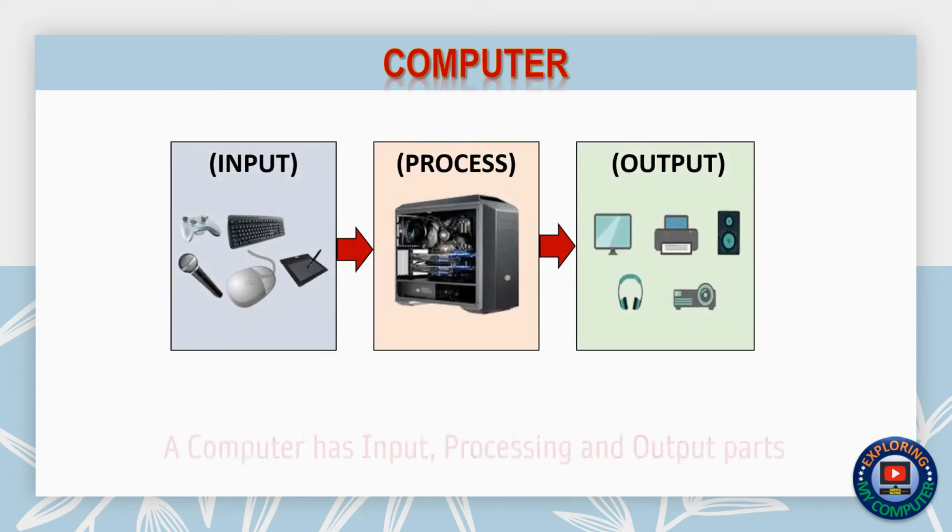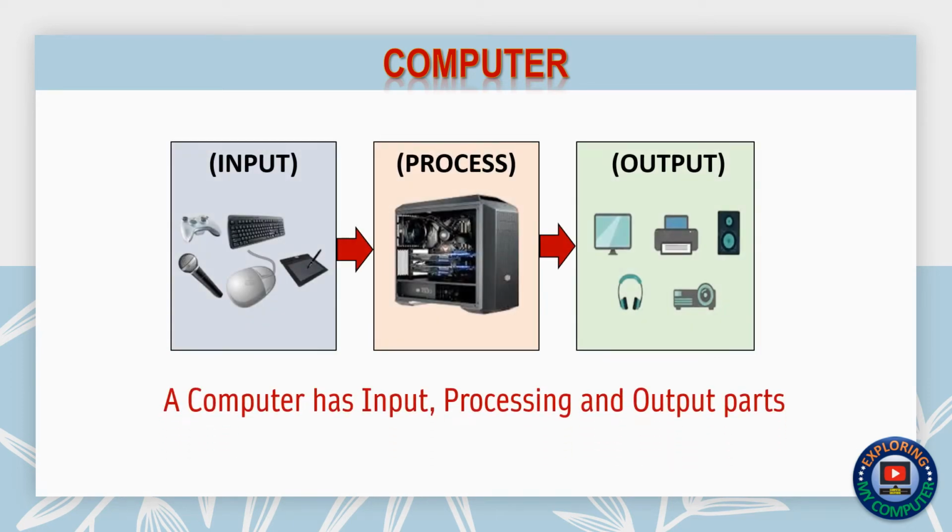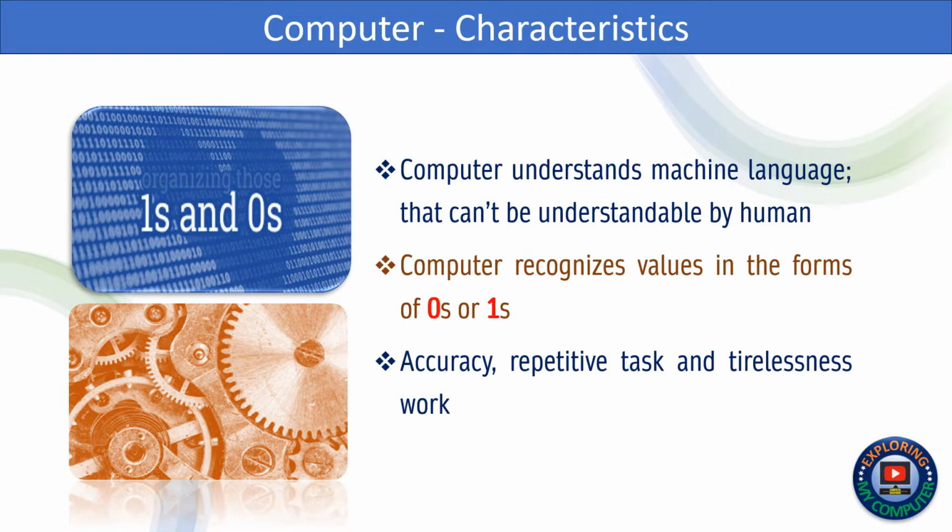A computer has input, processing, and output parts. A computer understands machine language that can't be understood by humans. It recognizes values in the form of zeros or ones. Accuracy, repetitive tasks, and tirelessness are the main characteristics of a computer system.